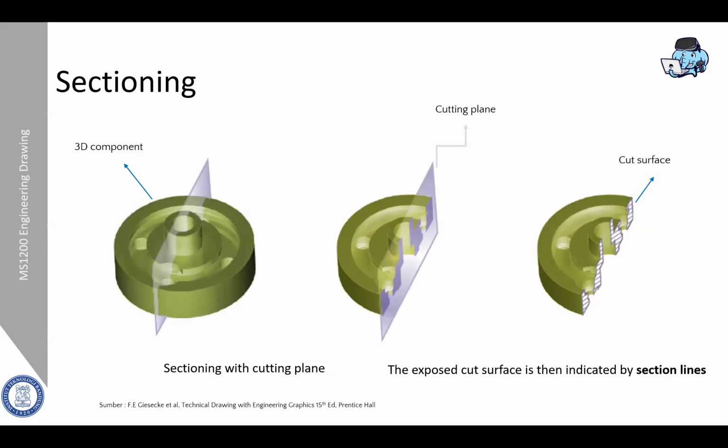So the sectioning process is like this one. At first, this shows you the 3D component. We try to cut the part with a cutting plane. Some of the parts that are cut, as you can see here, form the cut surface. The exposed cut surface is then indicated by the section lines, or in Indonesian, arsir. Yeah, arsiran. So in English, it is section lines.